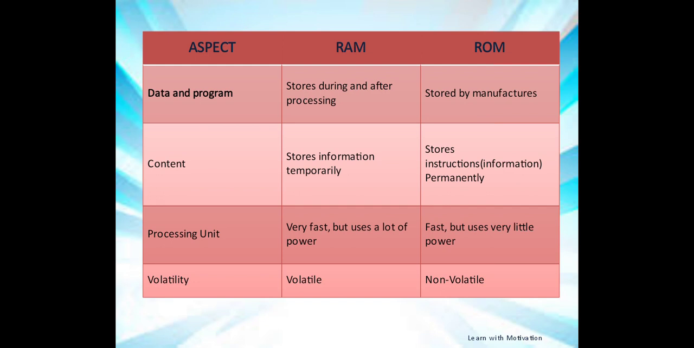With the aspect of processing unit, RAM is very fast but uses a lot of power, but ROM is fast but uses very little power. And according to volatility, you already know that RAM is volatile and ROM is non-volatile. The data saved in RAM is temporary and data saved in ROM is permanent.